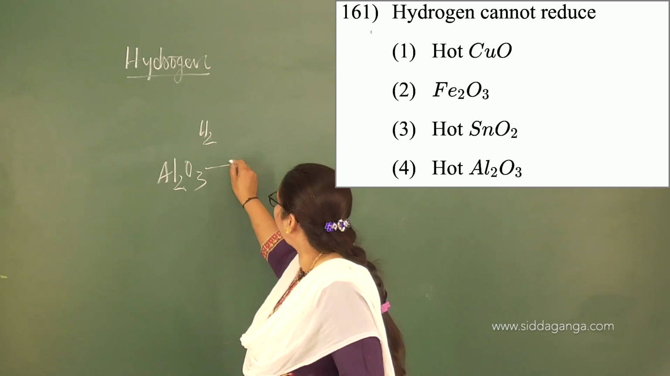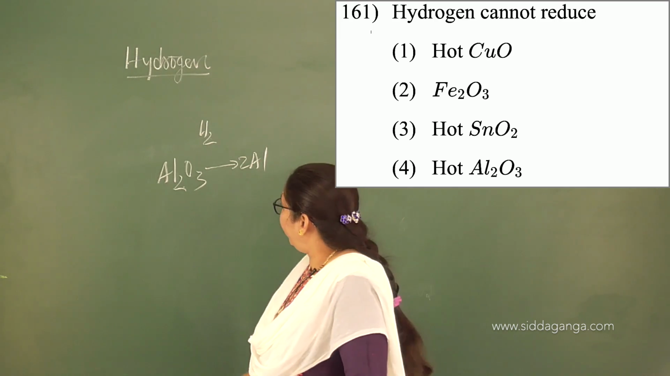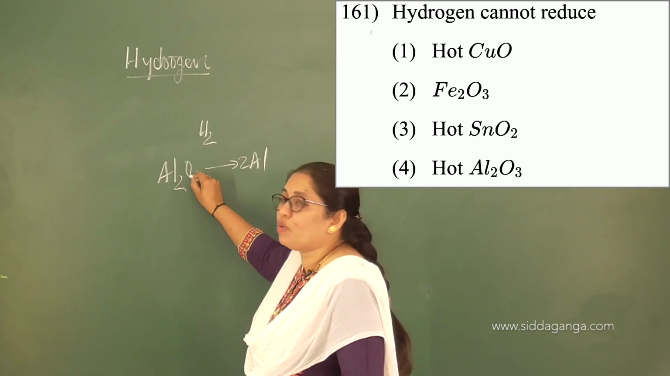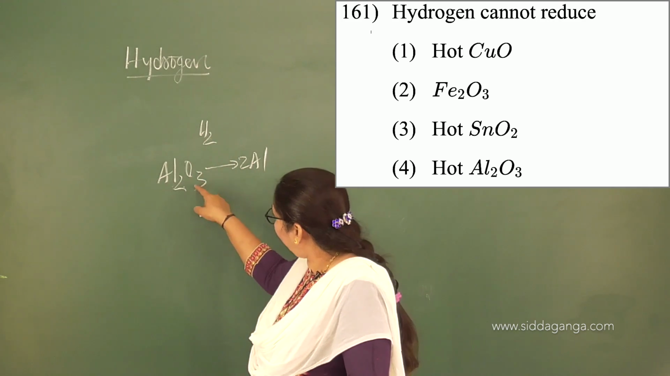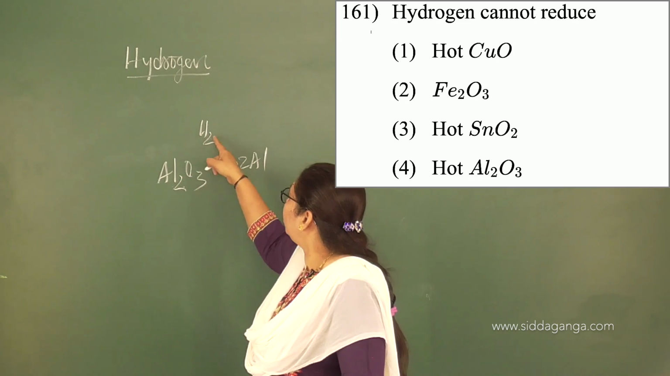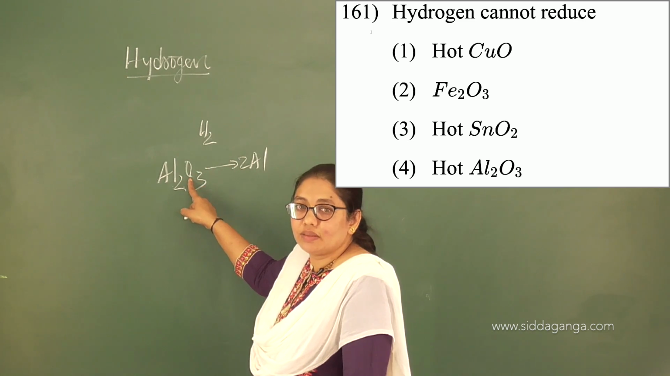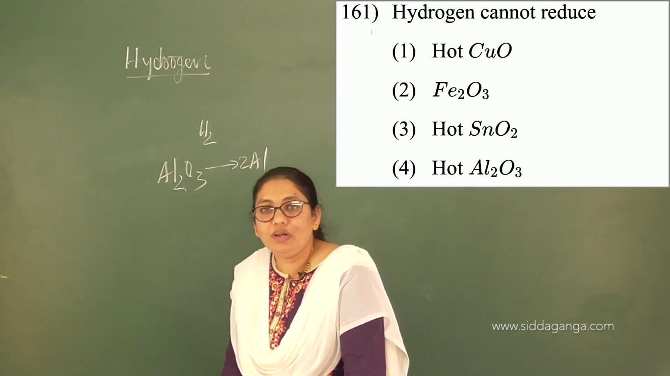So Al2O3 should be converted into 2Al. It will not happen. Do you know why? Because aluminium has more affinity towards oxygen than hydrogen. So it will not allow the hydrogen to replace this oxygen. So the answer is the fourth option, Al2O3.